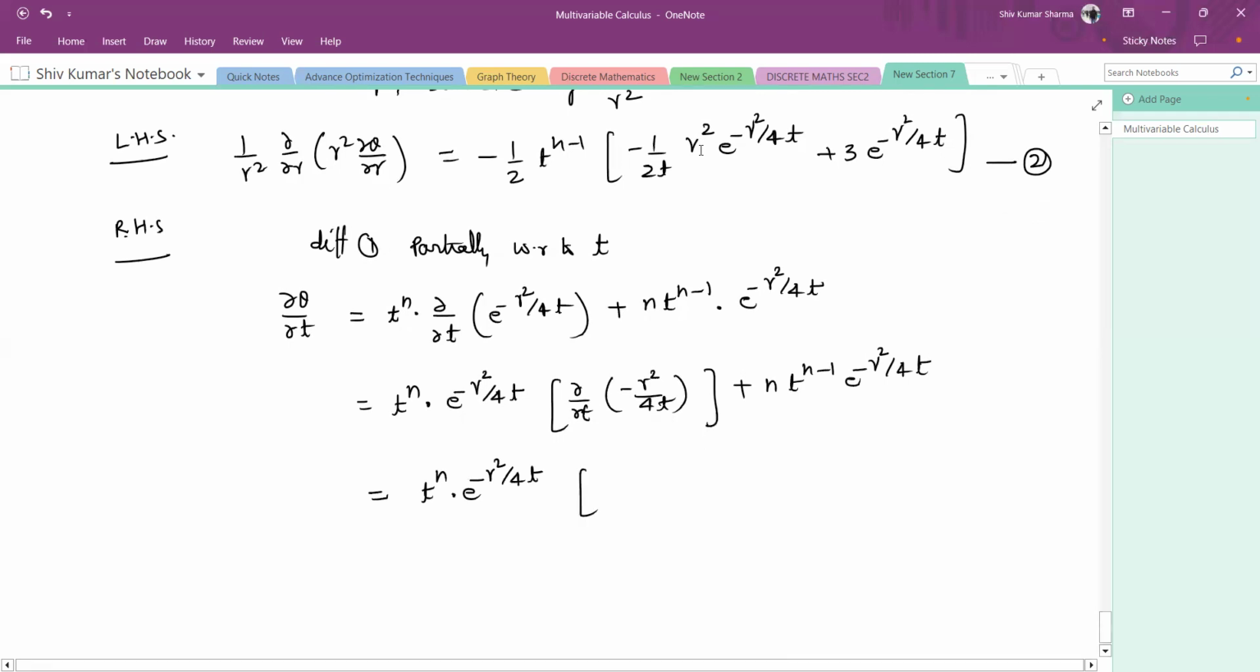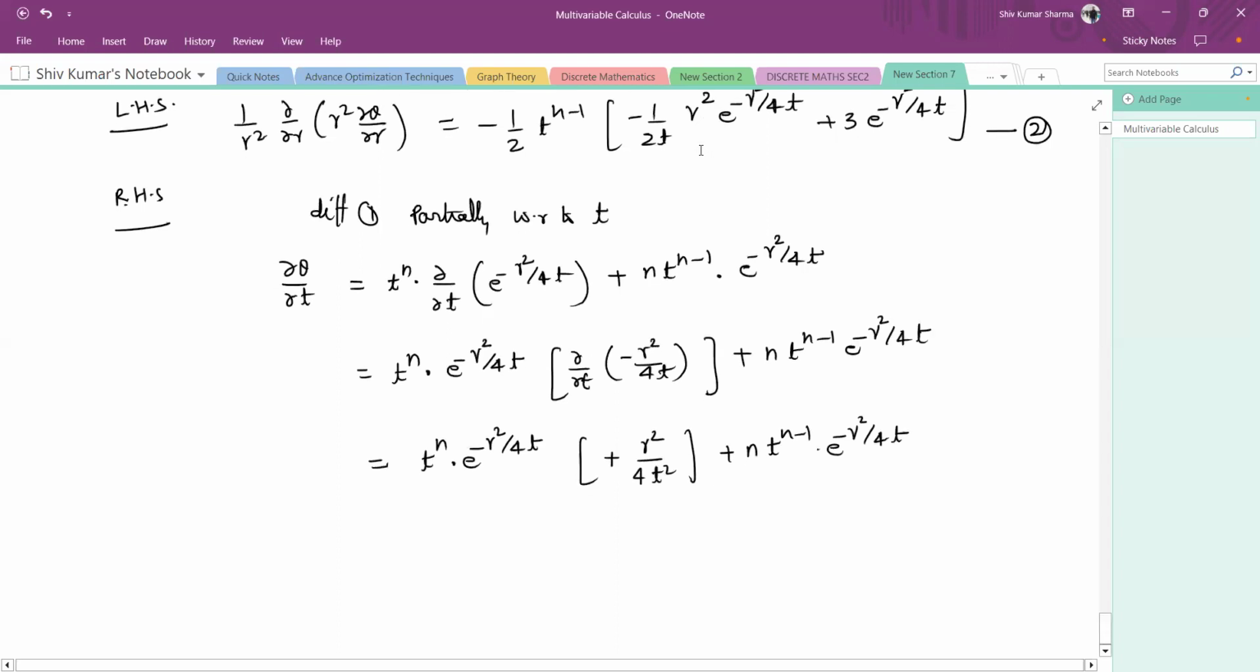So this equals t raised to the power n into e raised to the power minus r square upon 4t. The derivative of 1 upon t is minus 1 upon t square. So minus minus plus, this can be written as r square upon 4t square, plus n t raised to the power n minus 1 e raised to the power minus r square upon 4t. So this is the derivative of theta with respect to t.